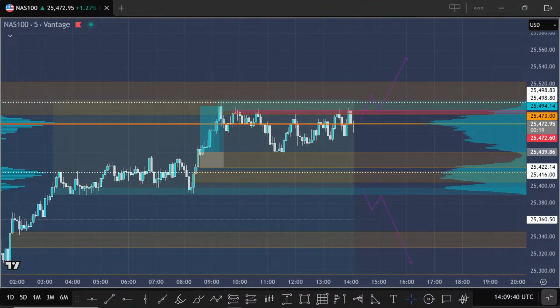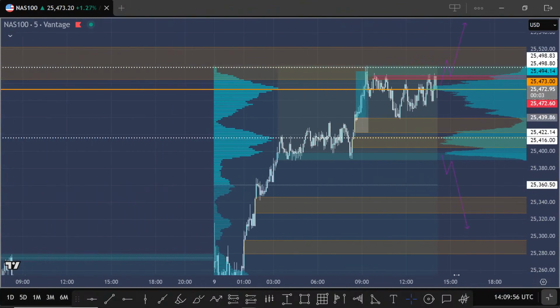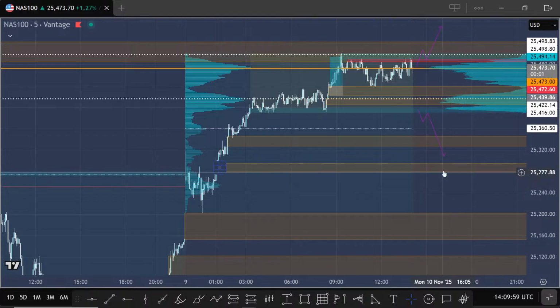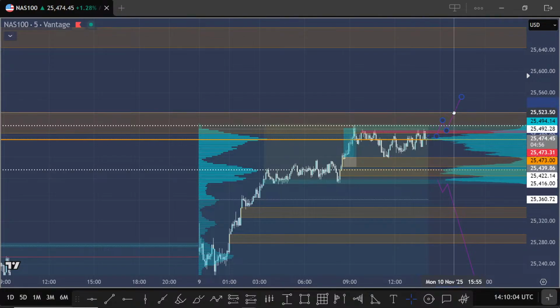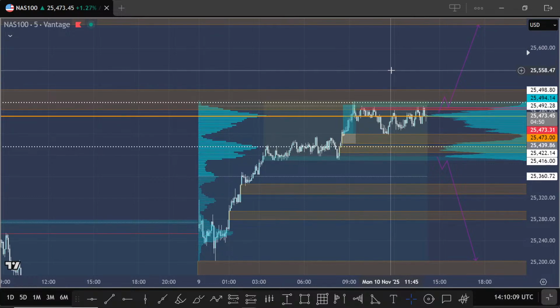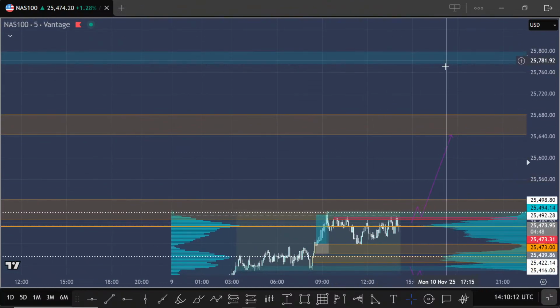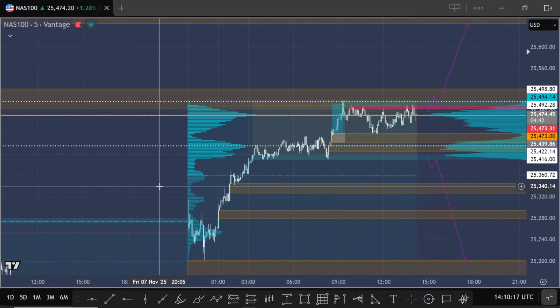Looking for a break of the value area, break retest, continuation for a trending trade. The compression is very tight, so there's not much of a mean reversion trade to look for. I think it would be quite reasonable to target this gap, for example, down here if we break short, and the low volume node up here if we break long. There's also a structural level here, but obviously they're a little way away so far.